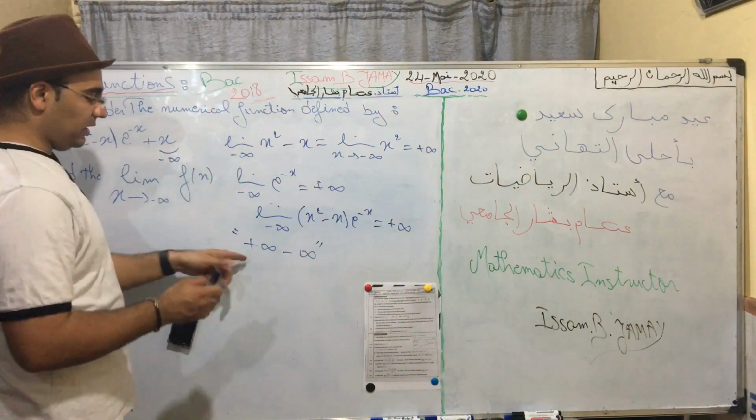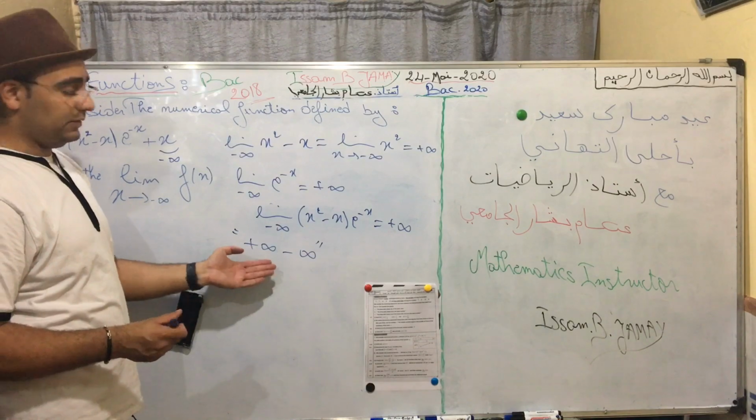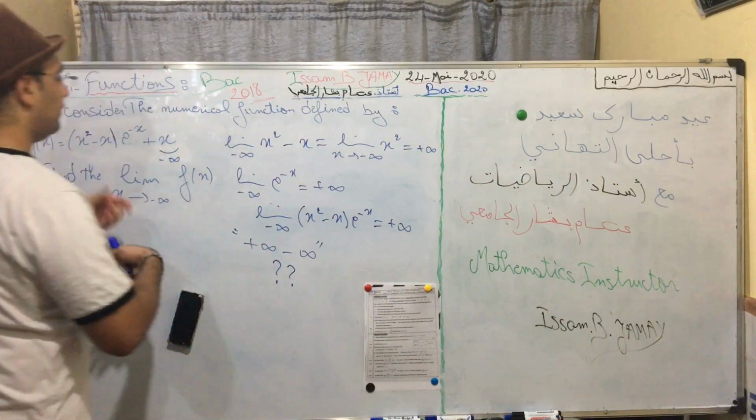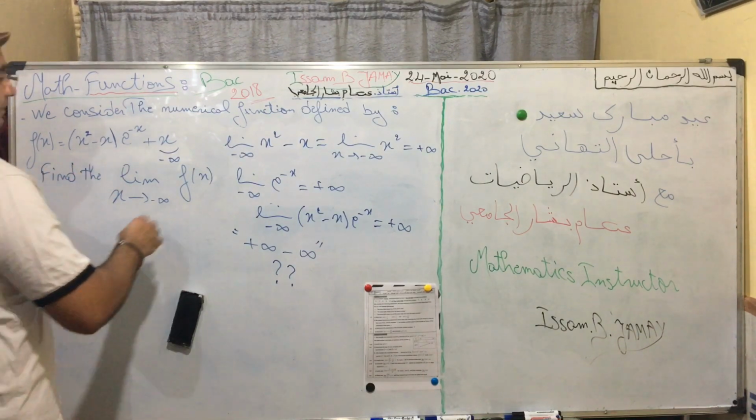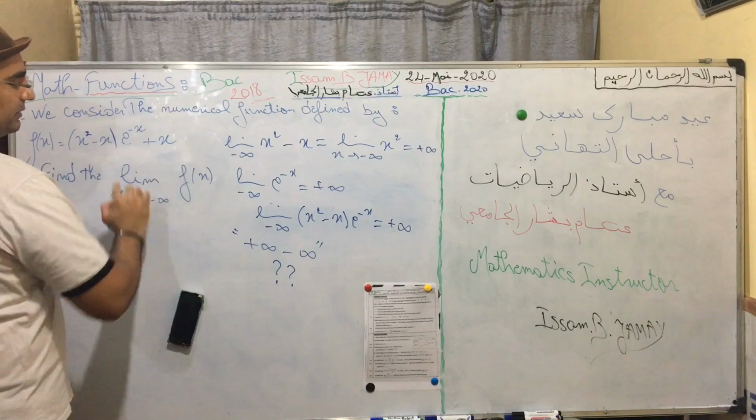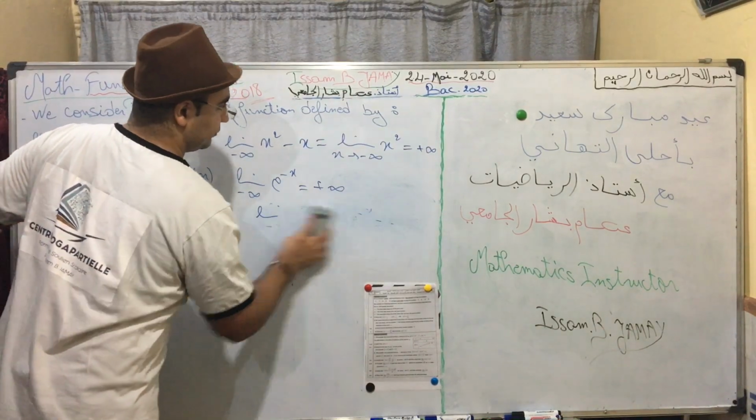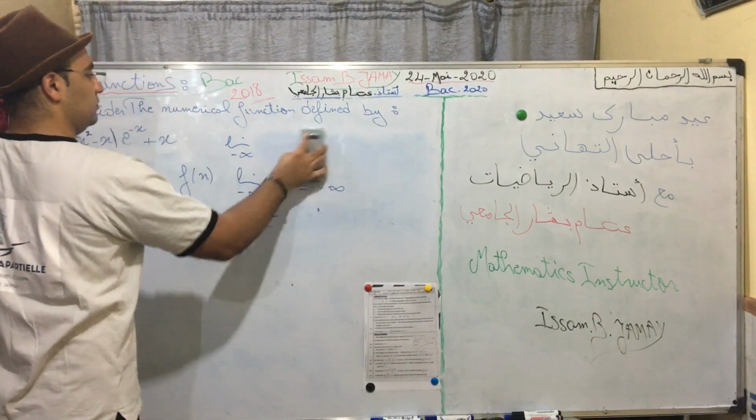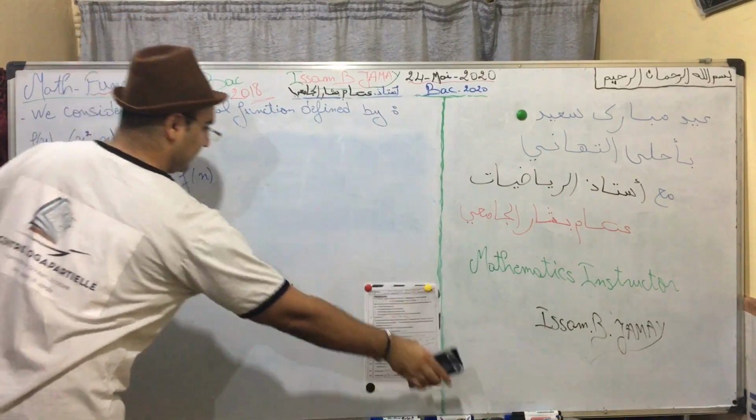And this is an undefined form. We cannot say plus infinity minus infinity, because we won't know the right answer. So it's going to be a question mark. Okay? So we have to do something. We have to change it into a fraction. So now we will figure out how to solve this limit.